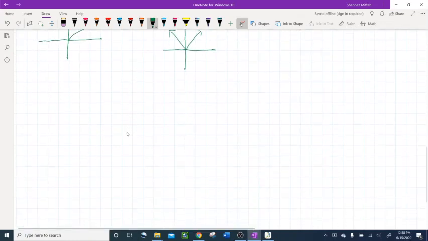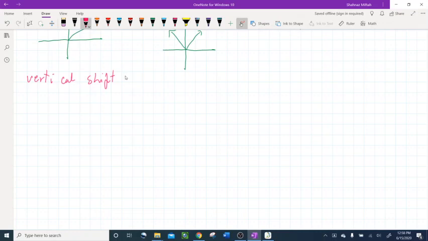Okay, let's talk about vertical shift. How do we do vertical shift? Vertical shift of the graph means you go up and down, upward or downward, along the y-axis. I'm also going to write y-axis here so you know the y-axis goes up and down.